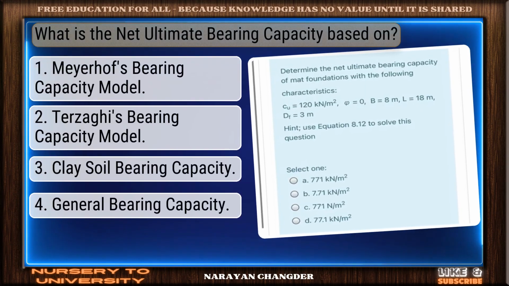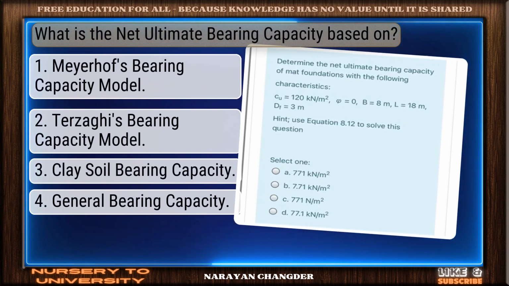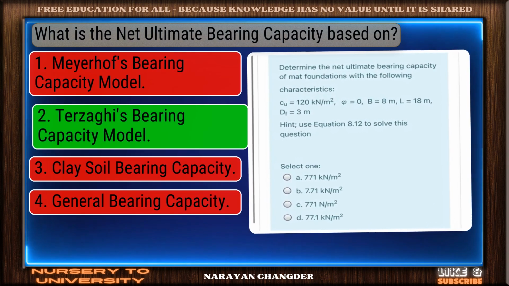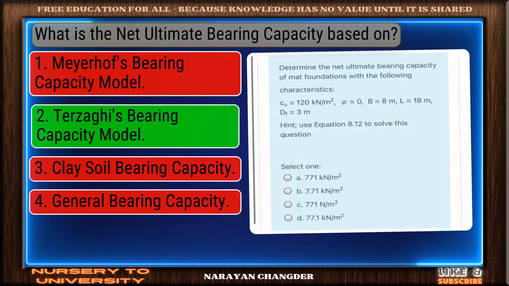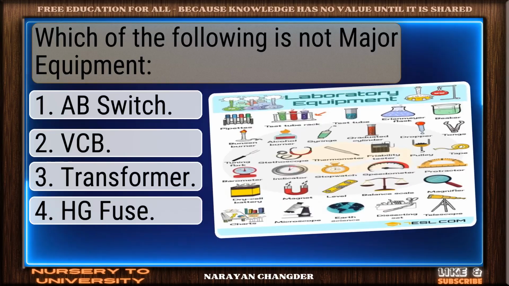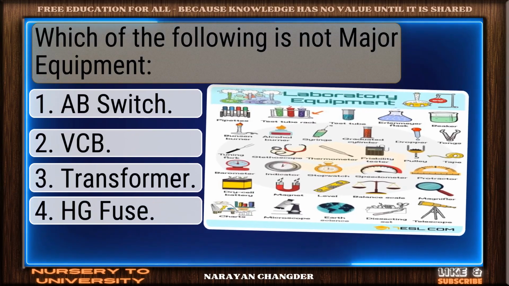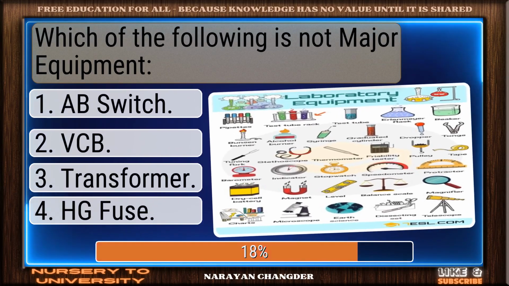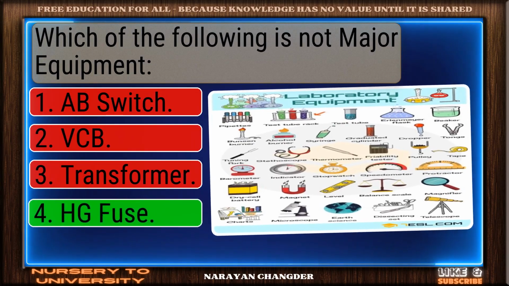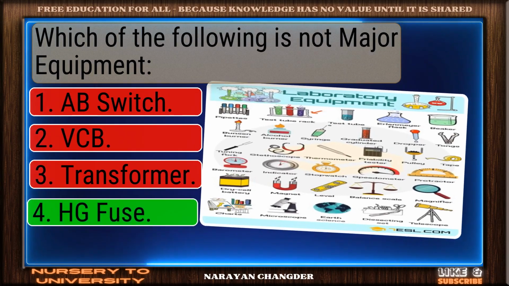What is the net ultimate bearing capacity based on? Nice selection. Terzaghi's bearing capacity model is the correct and valid answer. Which of the following is not major equipment? Right choice. HFUs is the best answer.